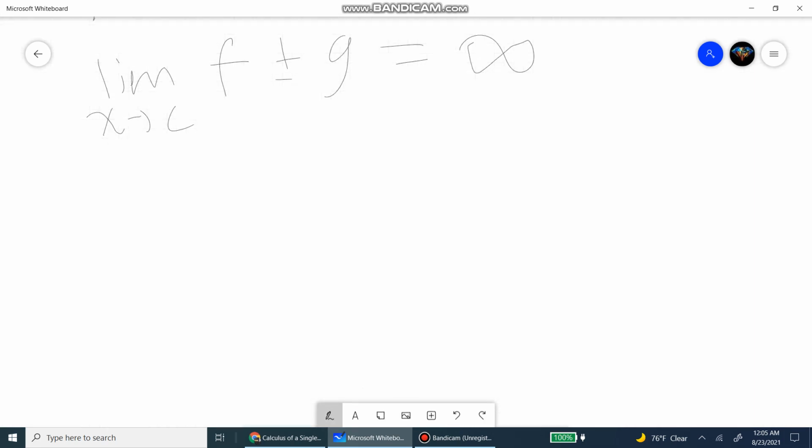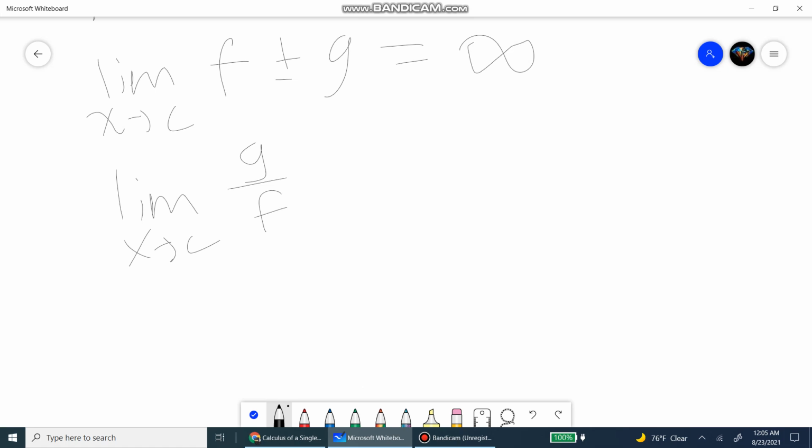Now, let me do limit of g over f as x approaches c. g is L, that number, and f is infinity. Well, it's a fraction. It's a small number over a very big number, infinity. So it's going to be going towards 0. So we can say that this limit will be 0.